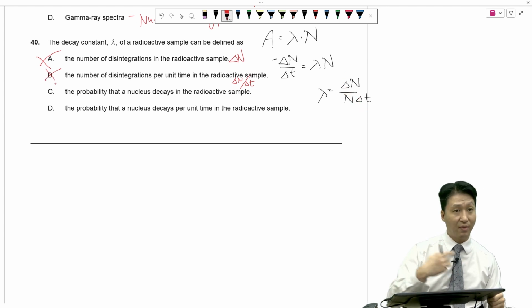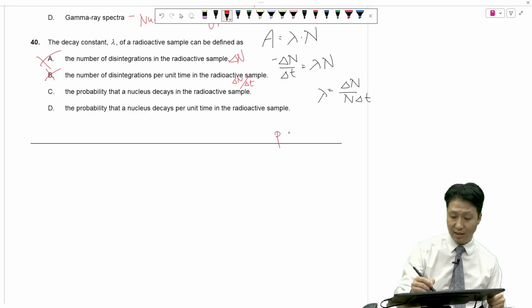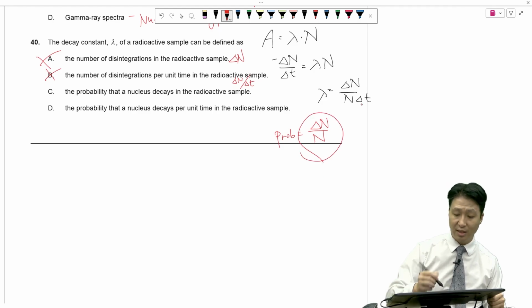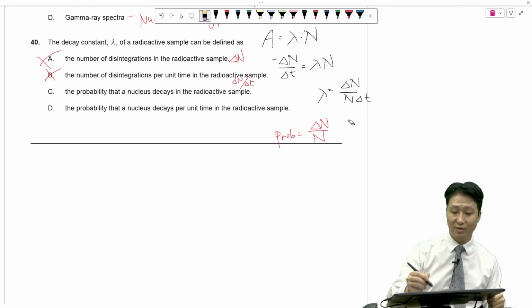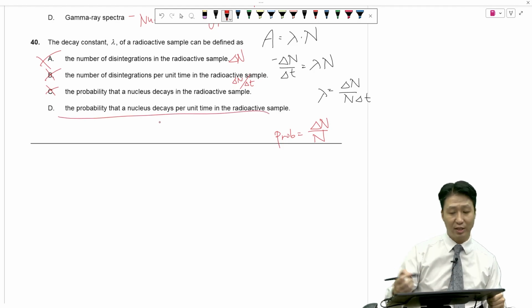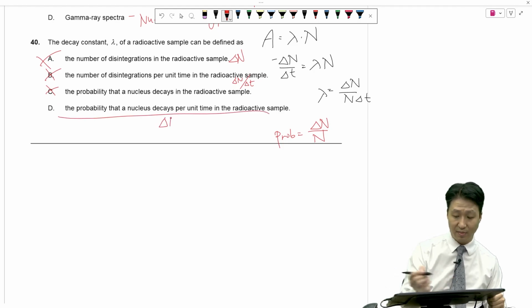For C, the probability that a nucleus decays in a radioactive sample. This probability is equal to how many decayed divided by the original number. This is lacking the delta t, it cannot be C. And D, the probability per unit time. So it's probability delta n over n divided by unit time, delta t, and it's exactly what we want. The answer is D.